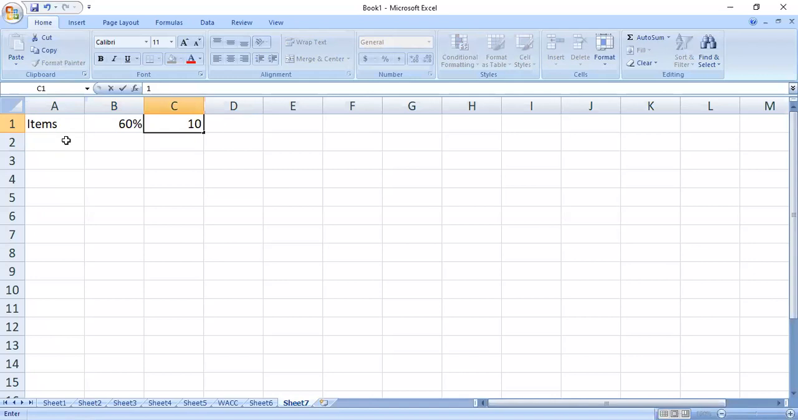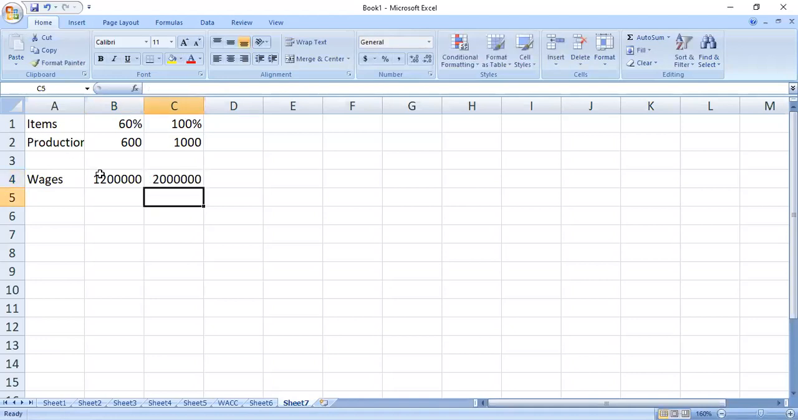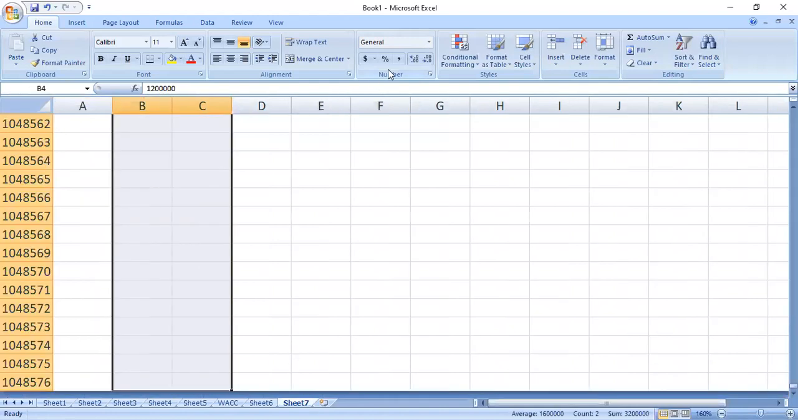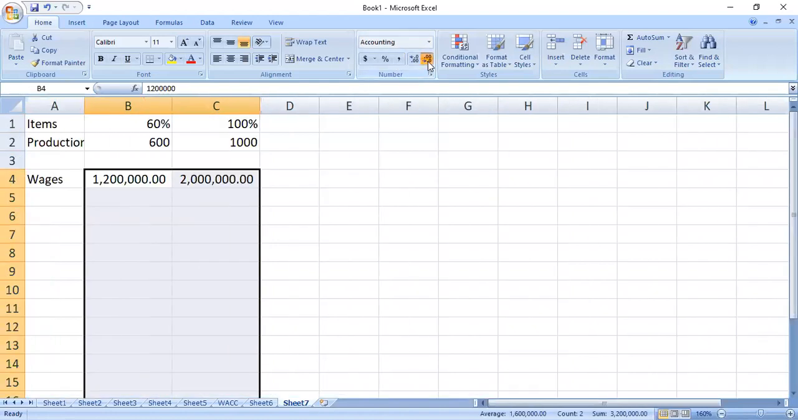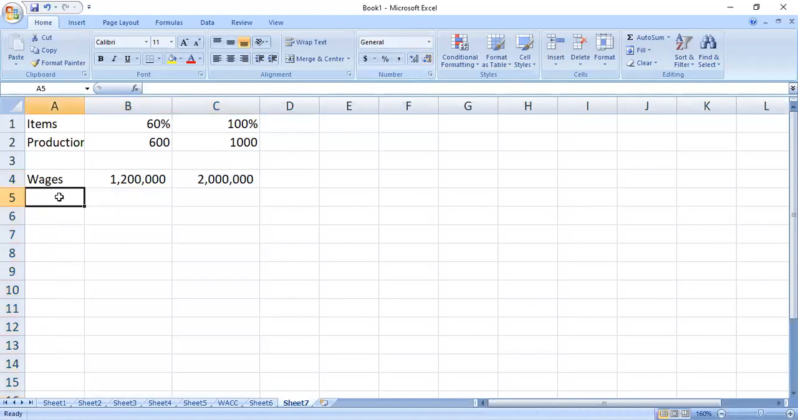And then 100%. Okay, then you have production. Yes, 600. Yes, 1,000. Then the items that we are referring to, the ones they're interested in, are the wages. Okay, for the wages, it is 1, 2, 1, 2, 3. Okay, then 2,000. Is in the commas. So I've added the 3 zeros, which I would encourage you to always do.